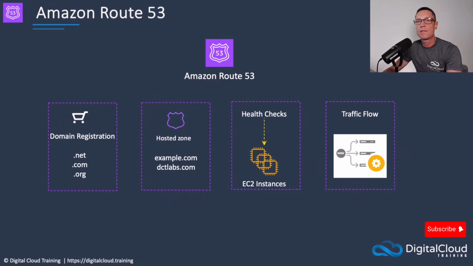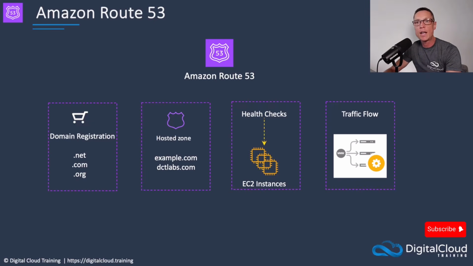So Route 53 is basically an intelligent DNS service, a domain name system service. We have a few different features with Route 53. We've got domain registration, so you can register your domains here and they're quite cost effective. We then got the hosted zone, so that is the DNS zone for the domains that we have within Route 53, where we get to define the records.